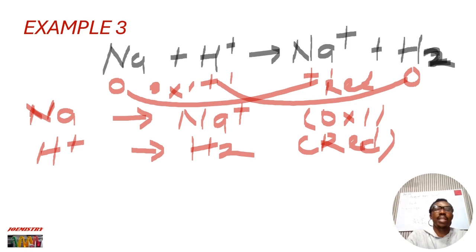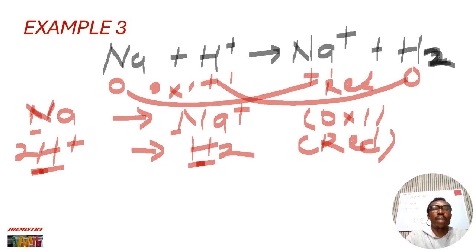The next step is to balance the atoms on the oxidation half cell and the reduction half cell. On the reactant, sodium is 1. On the product, sodium is 1. So the atoms are balanced on the oxidation half cell. Let's go to the reduction half cell. Hydrogen is 1 here, and here hydrogen is 2, so we'll put 2 here. Now we have 2 atoms of hydrogen on the reactant and 2 atoms of hydrogen on the product. So the atoms are all balanced.